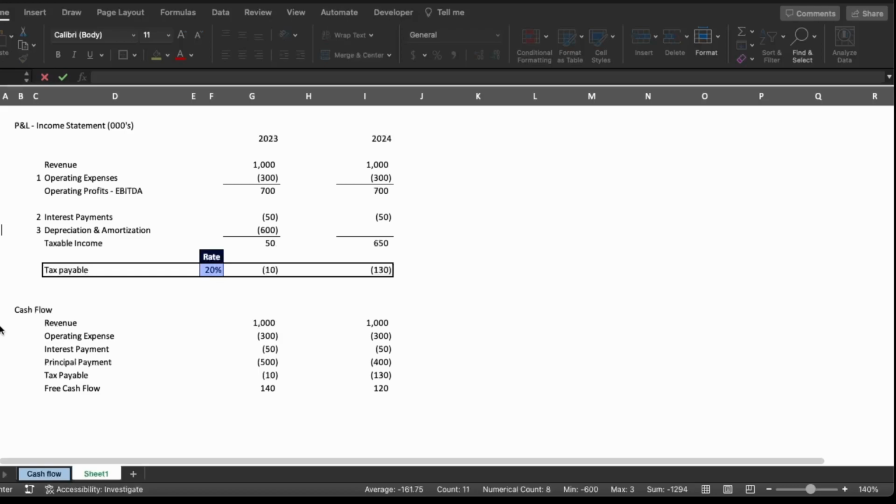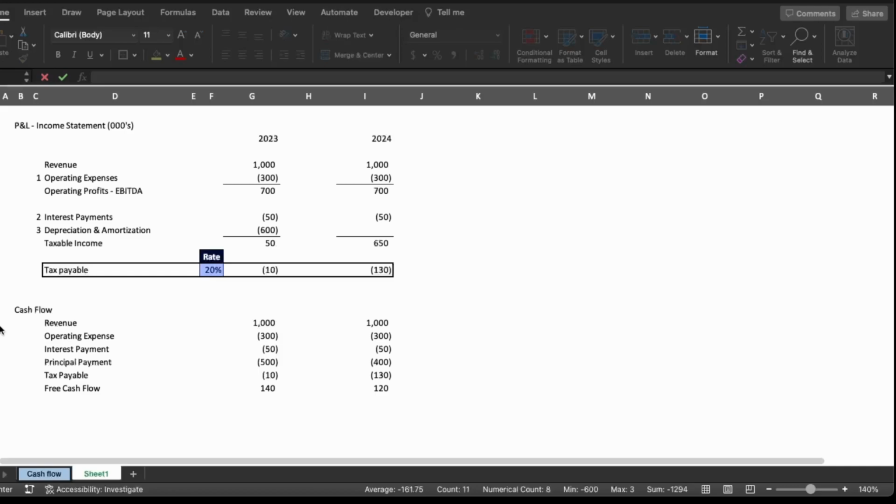The third one is depreciation and amortization, which are different things, but are combined here together because for the purpose of this channel, we don't really have amortization. So what is depreciation and amortization? These are accounting methods used to allocate the cost of assets over their useful life.